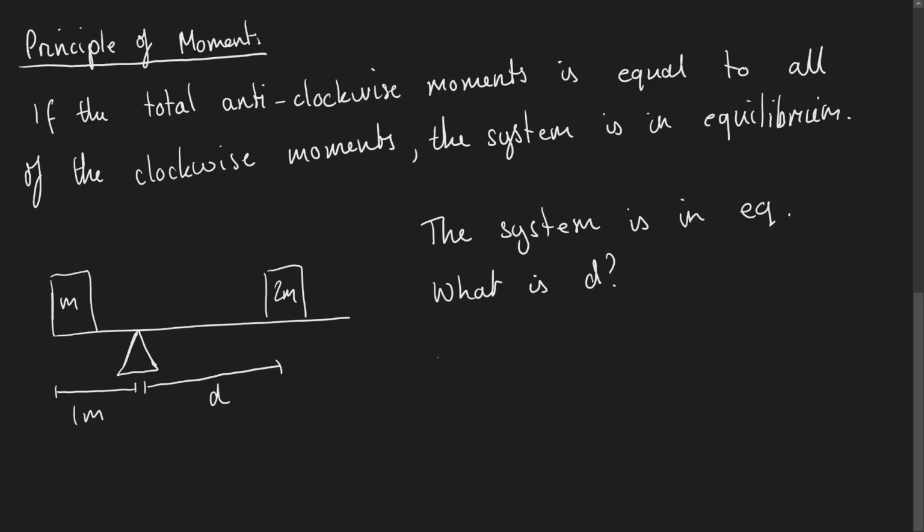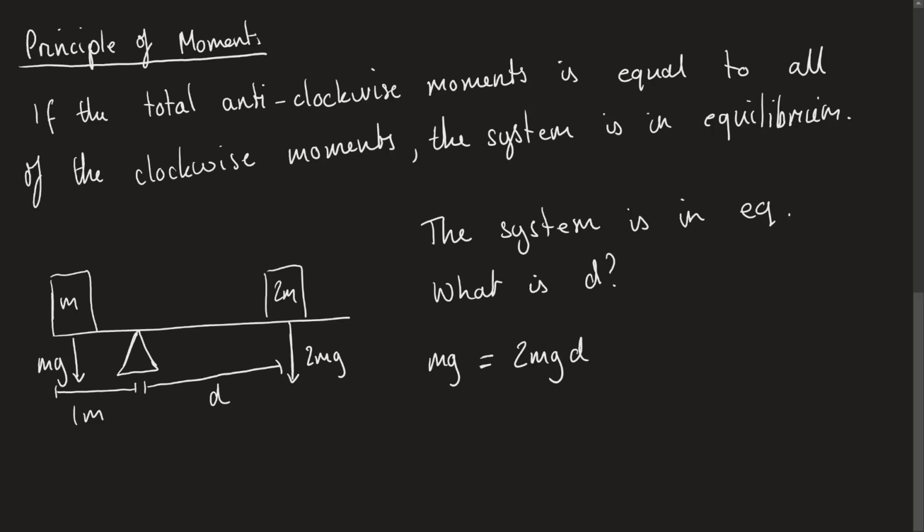So m times 1, so the force is going to be actually mg here, and the force over here is going to be 2mg. So mg times the distance, but the distance is 1, so I'm just going to times this by 1, which means it's the same, is going to be equal to 2mg multiplied by d.